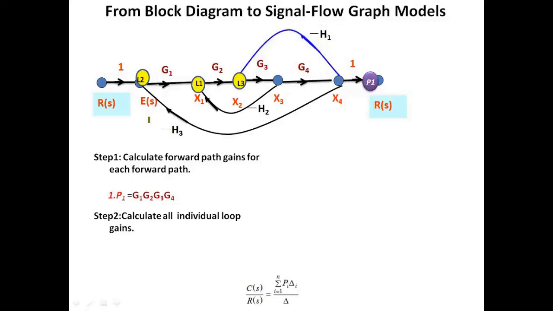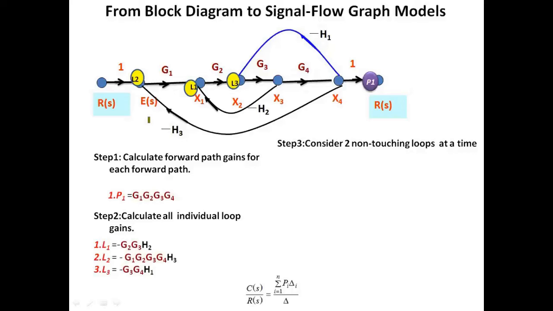Here we can identify three individual loops. L1 starts from X1, goes to X3 and reaches back again to X1. Then we have another loop L2 starting from E of S moving towards X1, X2, X3 and reaching back to E of S. Then the third loop starts from X2, X3, X4 and back to X2. You can write the loop gains L1, L2, L3 as the product of all the branch gains through which it passes. L1 is equal to minus G2, G3, H2. L2 is equal to minus G1, G2, G3, G4, H3. And L3 is equal to minus G3, G4, H1.